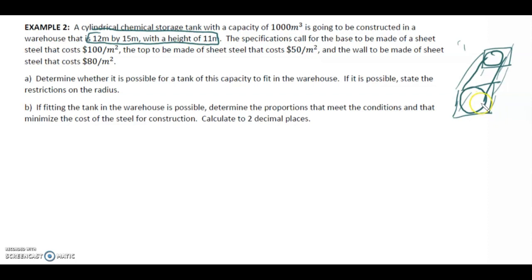What we can do is assume that the cylinder is going to have the same dimensions. We're going to get back to that.